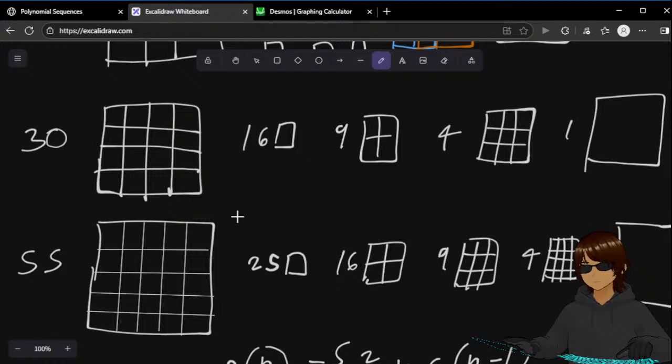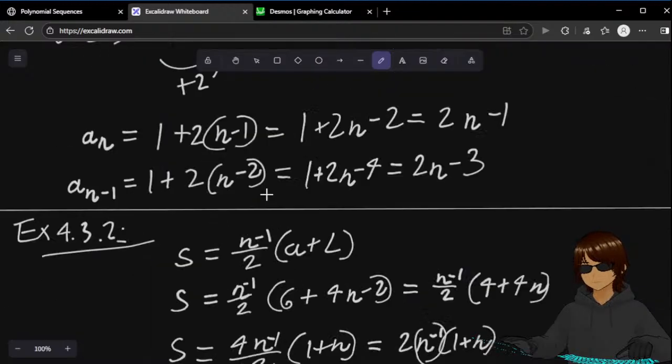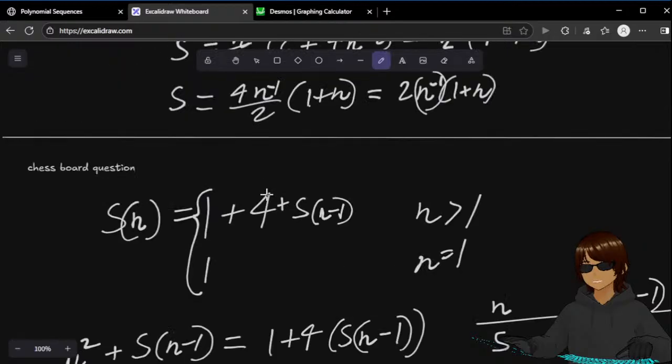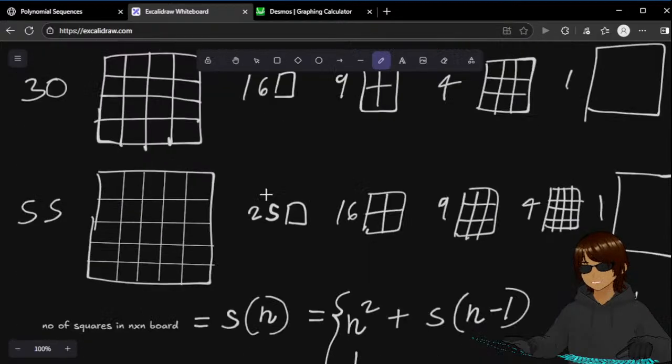Oh, now I understand what I'm doing wrong. I think I'm counting the smaller squares twice. I see, yeah, that's right. This is wrong because I'm counting the smaller squares multiple times. I thought I had something. 25, 16, 9, 4, 1.